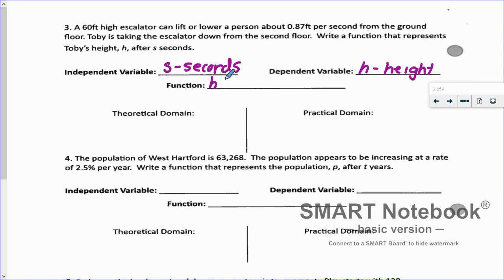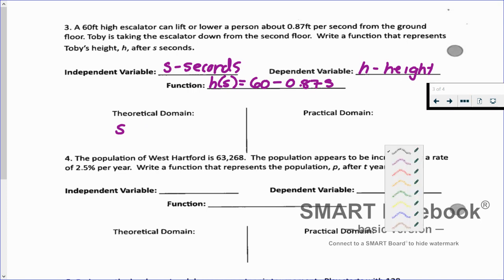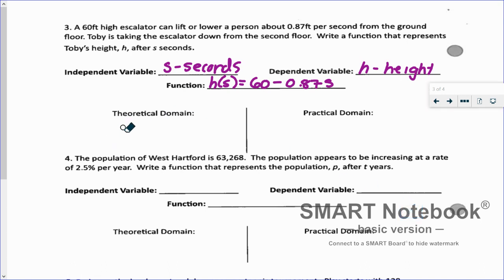So his height as a function of seconds is equal to the 60 feet he starts at minus the 0.87 feet per second that he's decreasing by. In theory, S can be any number. So the domain is all real numbers for this one in theory, right? I'm not dividing by 0, and there's no square roots here. So it can be any number.